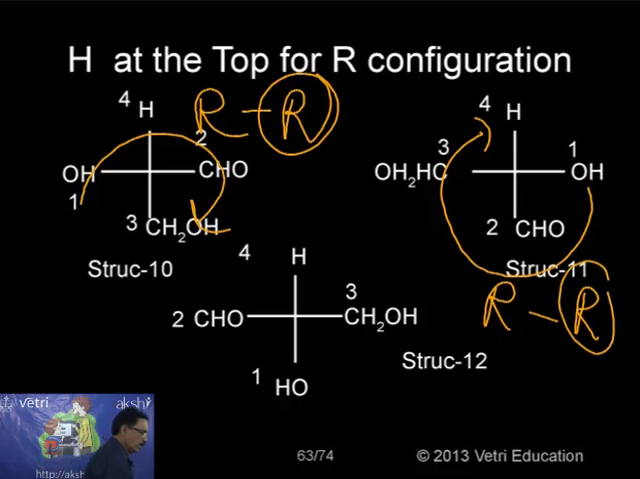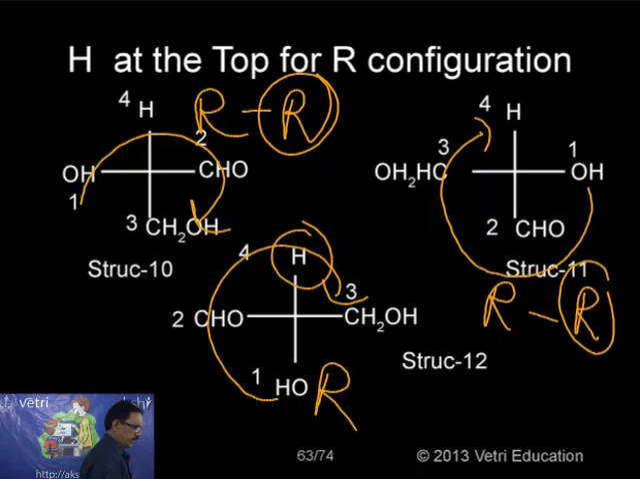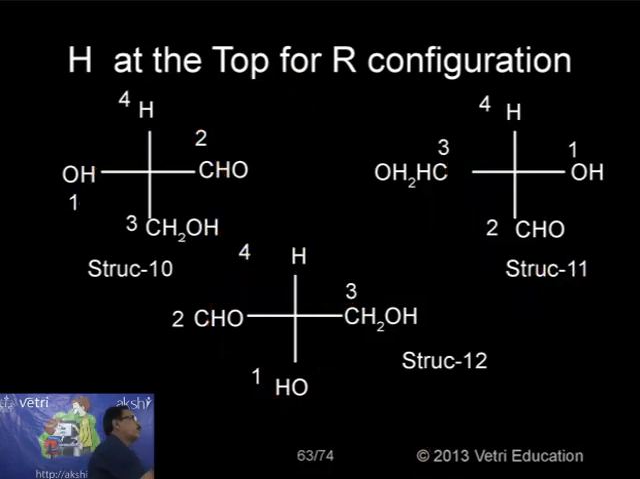Then structure 12, 1, 2, 3 again R. Fourth priority again H, so real is also R. In this case, wherever the fourth priority occupies top and bottom, the real and predicted will be the same. So this is the most important information regarding RS configuration. Just kindly remember, let me conclude now.